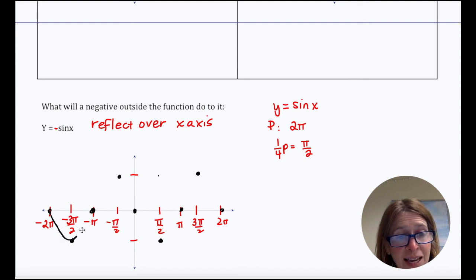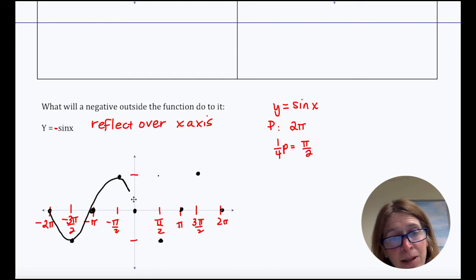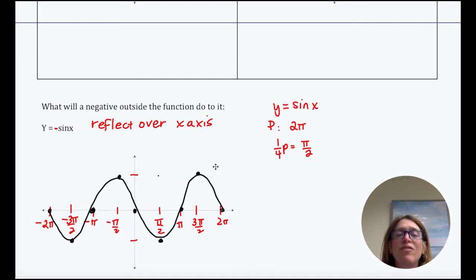So you can see it's just a graph of the sine curve reflected over the x-axis because the regular sine curve would look like this. And so hopefully you see that reflection.